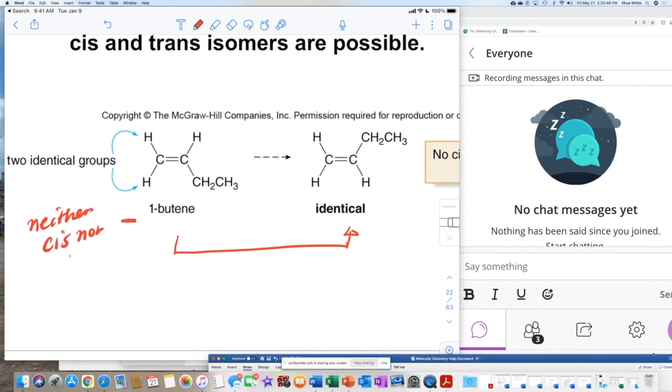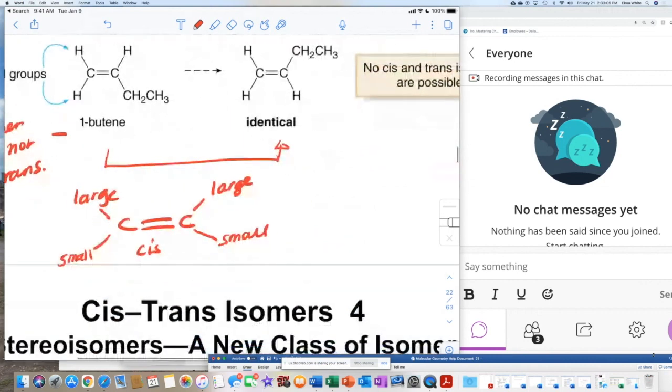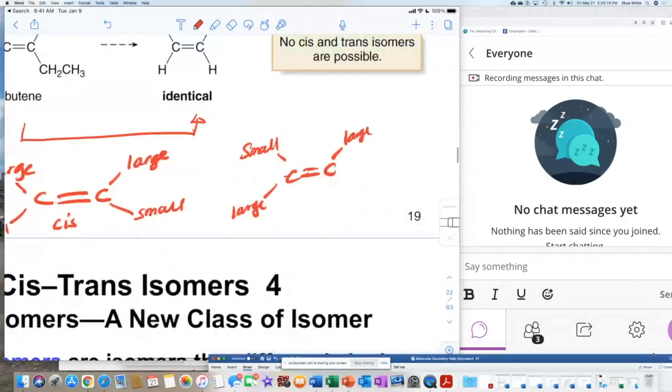cis nor trans. Okay? Essentially, to have cis or trans, you have to have a large group on one side and a large group over here, then a small group, and then a small group. And this will give you cis, right? And then for trans, you're doing the opposite, or diagonally, right? Large, you got small, and then you got small right here.